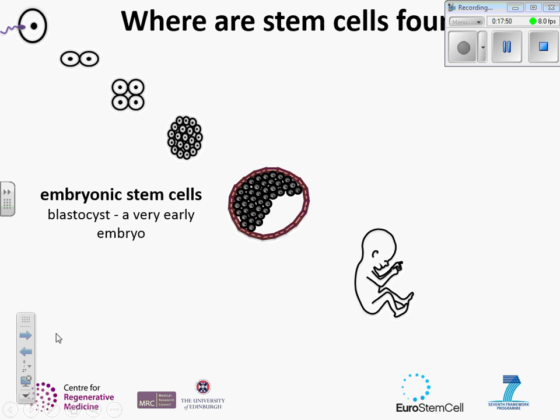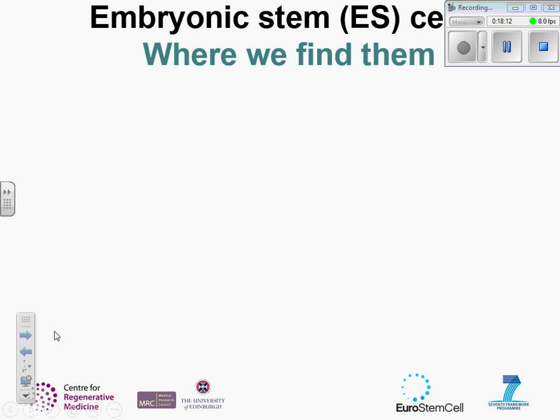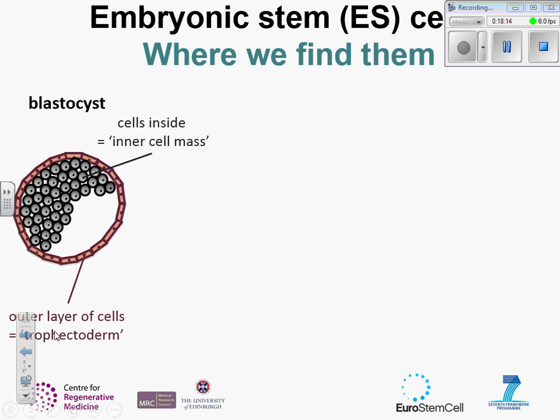We can actually make them from mature cells. Well, not from other stem cells. So skin cells, for example, could be turned back to this. Once we get to fully formed individuals, we then have tissue stem cells that are there throughout life. They're in some curious places, but we'll come back to those in a bit. The embryonic ones, we only really find them in the embryo.